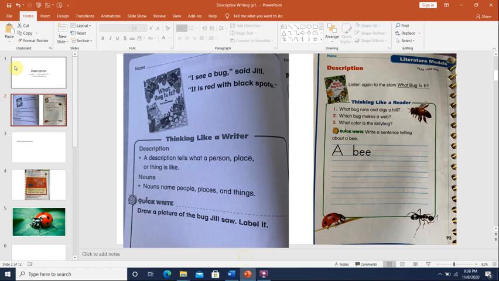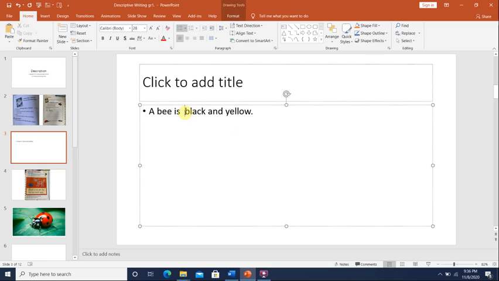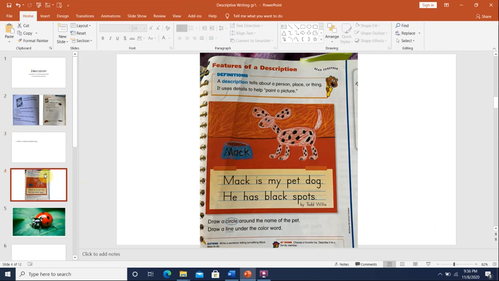But for me, I would write, a bee is a black and yellow bug. If you want to add more details, you can say it has two brown wings or two black wings. There are other ways you can describe a bee with more details. So again, we use details to describe a noun.